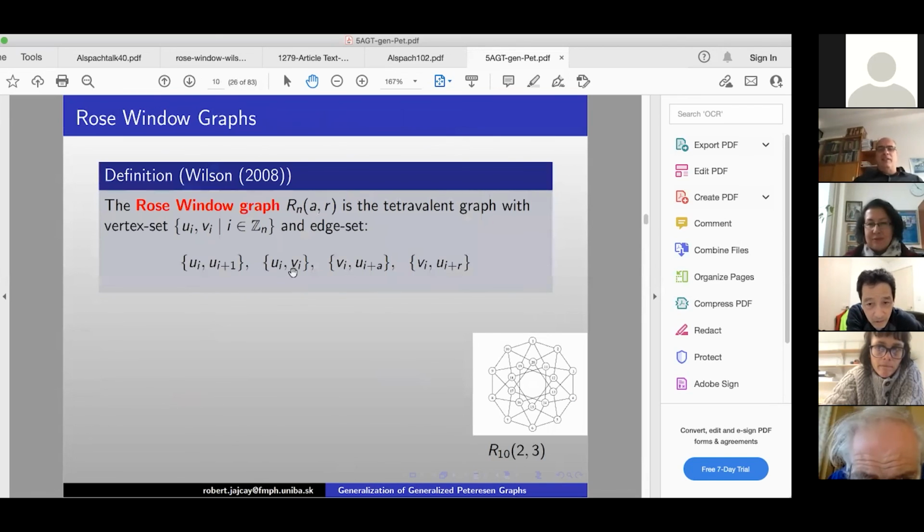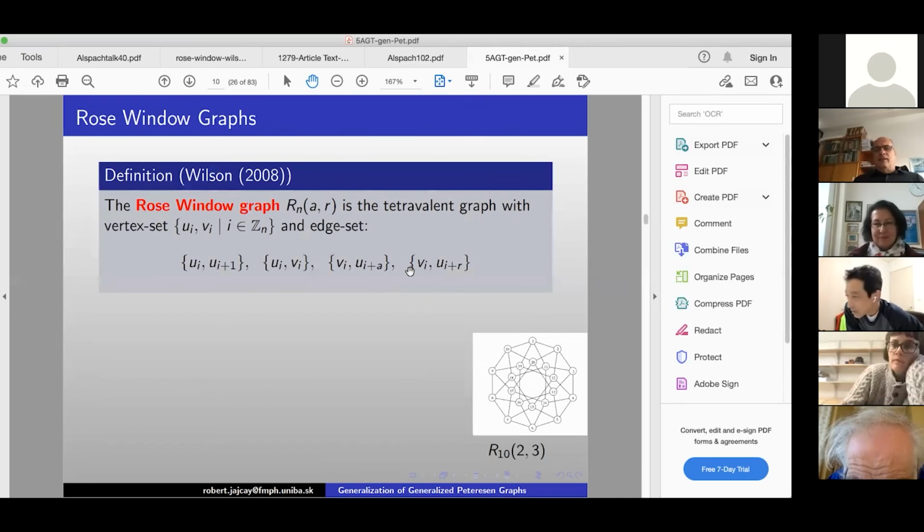I don't know what to say. This is a definition from Steve Wilson's paper. But I thought the V_i is connected to V_{i+r}, not U_{i+r}. I don't want to argue because I may have made a mistake, but I was very careful and I copied the definition from Steve's original paper, and that paper is in Ars Mathematica Contemporanea, so it's accessible. And if I made a mistake, I apologize. But I really tried not to make a mistake.